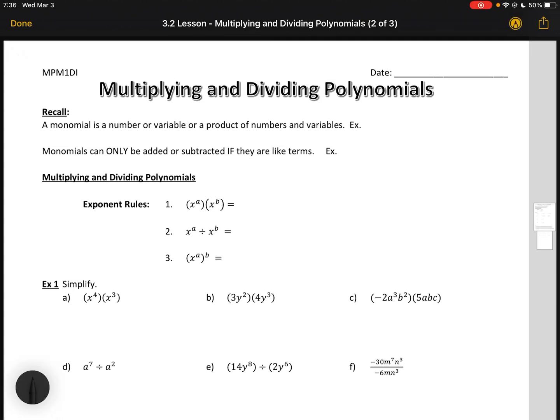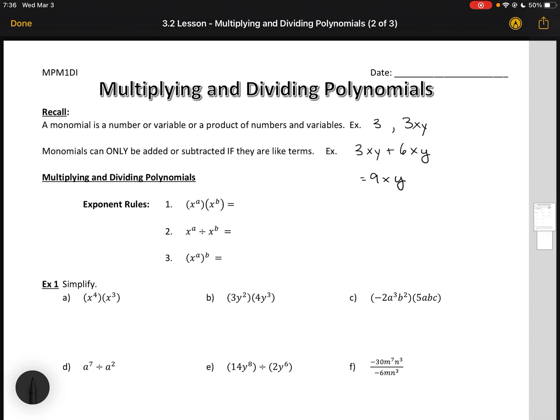Now we've done some adding and subtracting polynomials. We are going to move on to multiplying and dividing. So if you remember, a monomial is a number or variable or a product of number and variables. So something like 3 or 3xy. Monomials can only be added or subtracted if they are like terms. So 3xy plus 6xy would be 9xy.